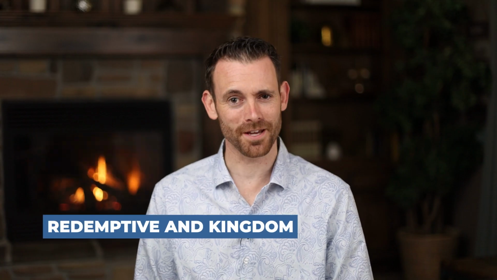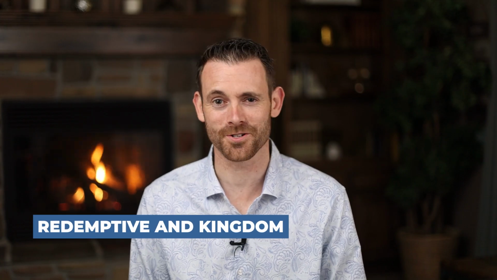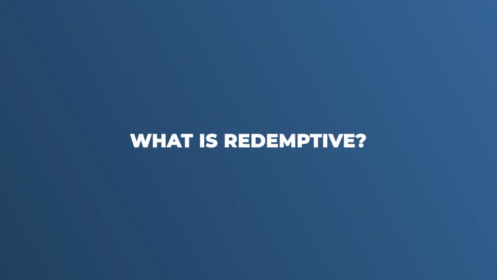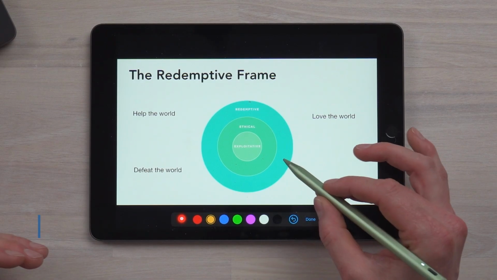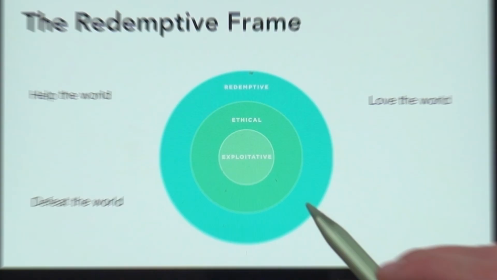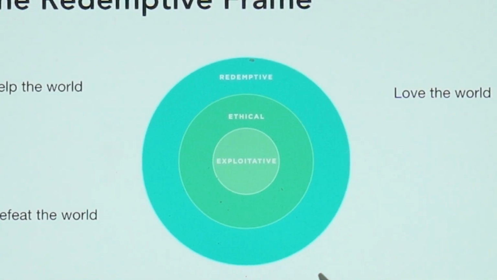So let me begin by defining what I mean when I say redemptive and kingdom before I jump into the 5 steps. So what do I mean when I say redemptive? I like my friends at Praxis and this chart that we're going to look at, which they call the Redemptive Frame. Notice there are 3 elements to the circle: exploitative, ethical, and redemptive.